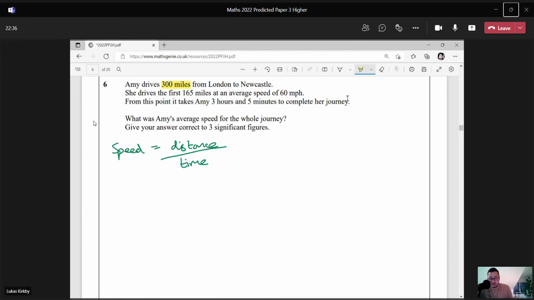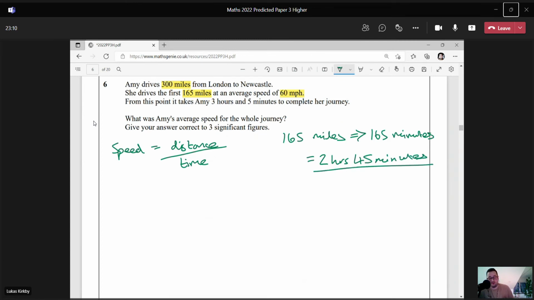So the first 165 miles, she's at an average speed of 60 miles an hour. Well, 60 miles an hour is lovely because there are 60 minutes in an hour. So that means she's going to drive a mile a minute. So 165 miles is going to be the same as 165 minutes. Okay, and if we think about 60 minutes in an hour, that is going to be 2 hours and 45 minutes. Lovely. So that's the first part of the journey.